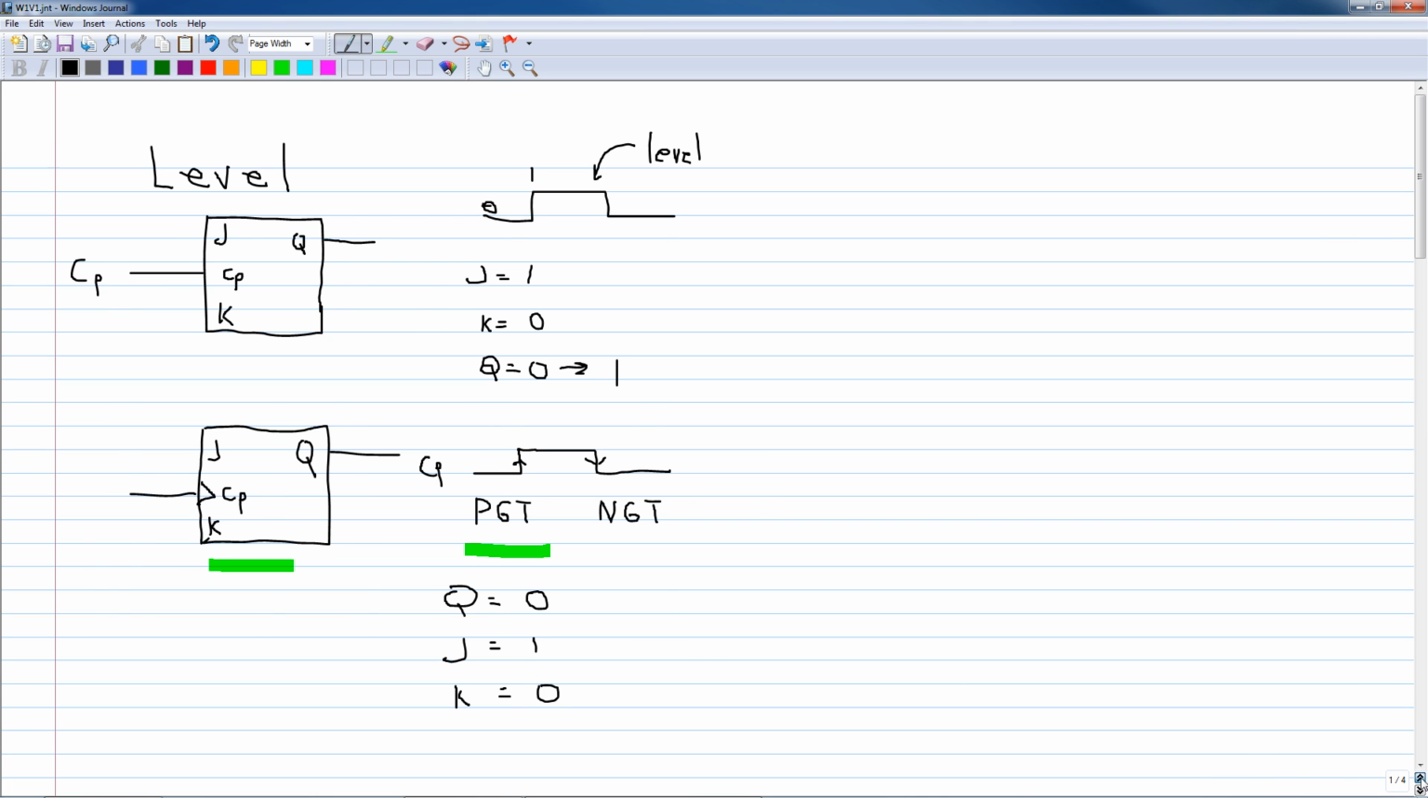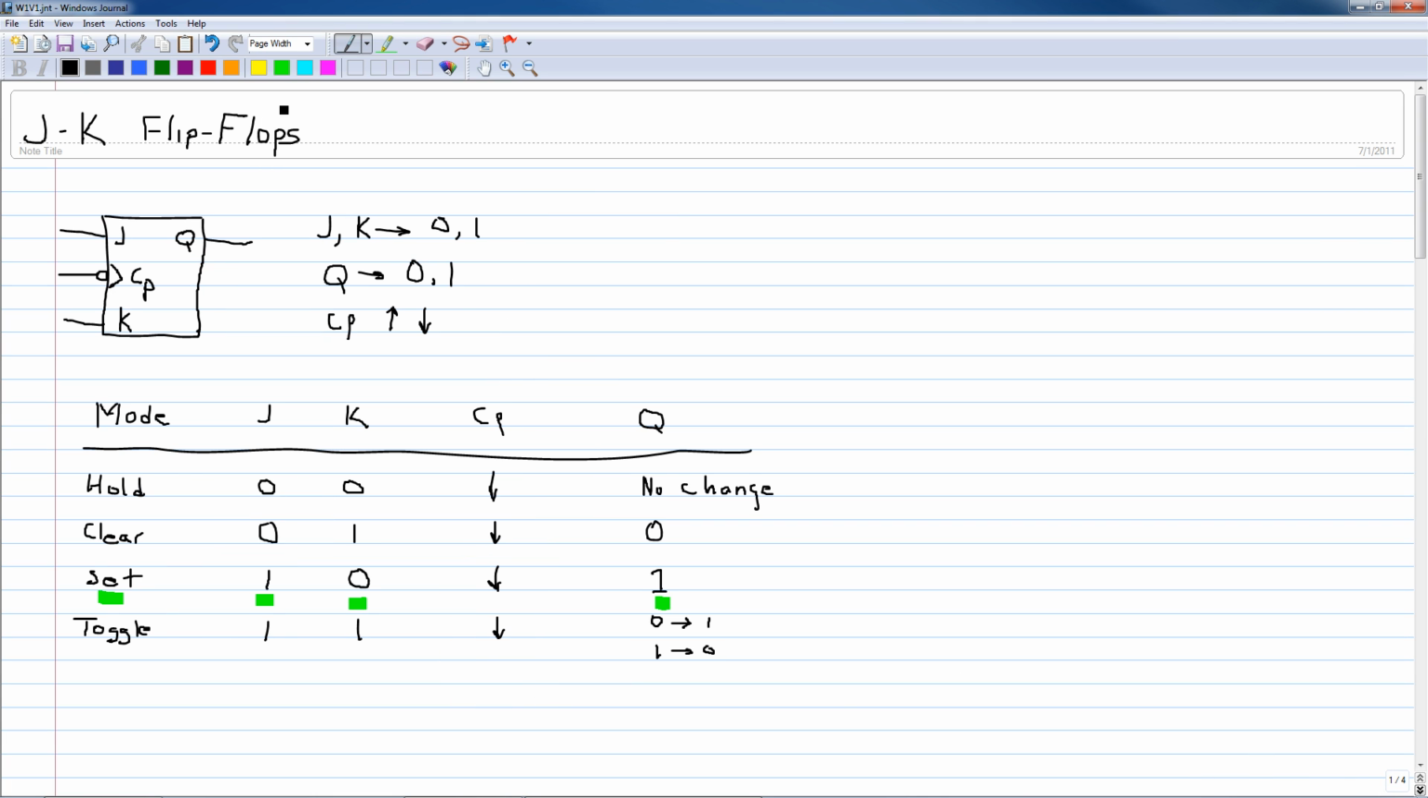Taking you back to our transition table, that's this state here. J is 1, K is 0, so it's going to be set, so Q is going to go to a 1 when we get the active transition of the clock. Okay, well, what does that mean?